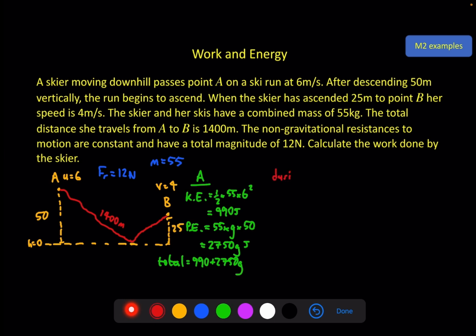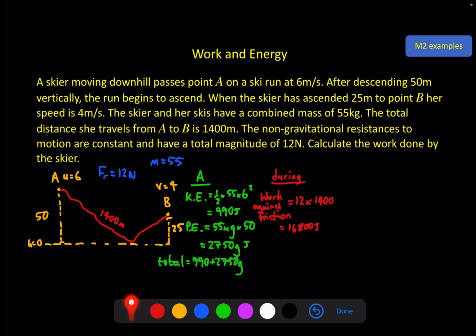During the motion, energy is being lost due to friction. We calculate how much that is by considering the work done against friction. And that is force times distance. We know that's 12 newtons times the distance travelled, 1400 meters. And that is 16,800 joules of energy lost because of friction.